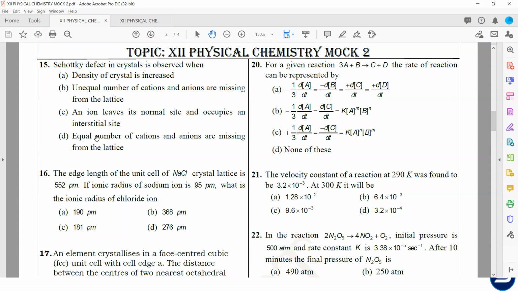Okay, and what happens to the density in case of Schottky defect? Decreases. But in Frenkel defect the density remains the same because the ions are not escaping from the lattice. They are just moving from the regular lattice point to the interstitial space.